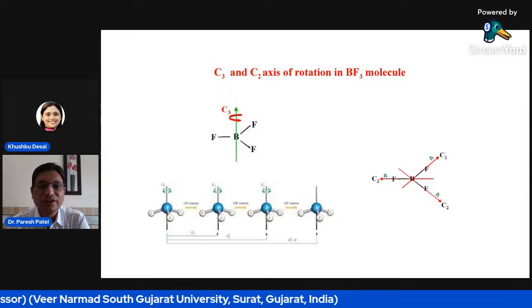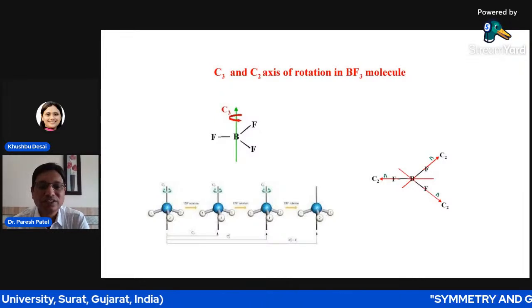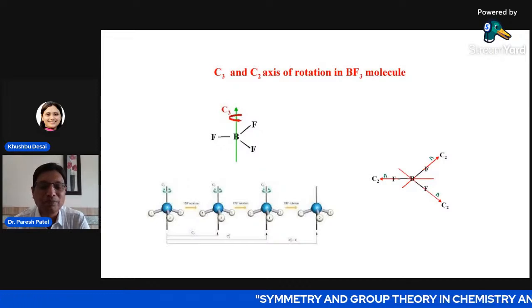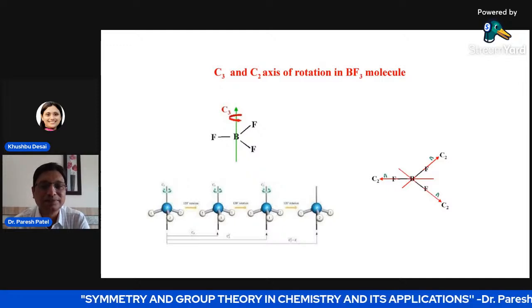We already discussed this C3 and C2 axis in the BF3 molecule. The main principal axis is C3, and three C2s are perpendicular to the main principal axis. Next one, please.